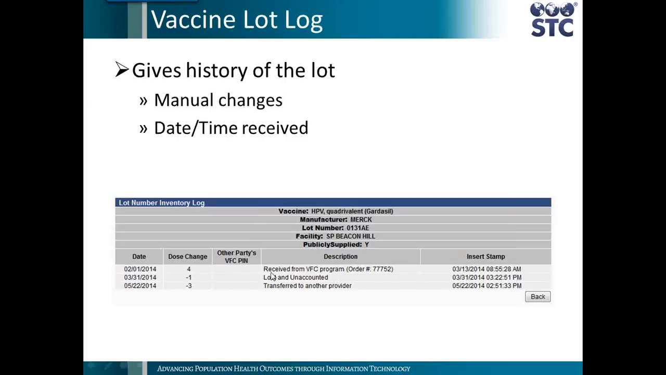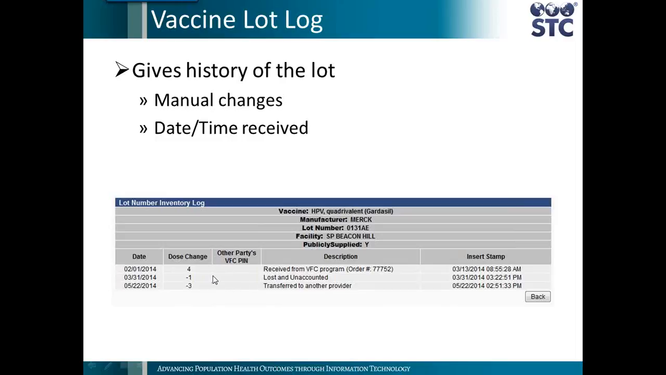So with this one, you can see, for example, it was received from the VFC program, and you can see the order number. You can see when it was actually received, you know, when that was actually put in here, and then the date. So sometimes if these don't match, it means that somebody went into the search add page and backdated it. So that would be the difference between these two dates.